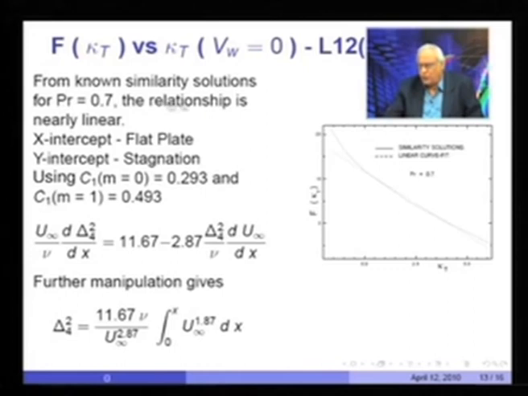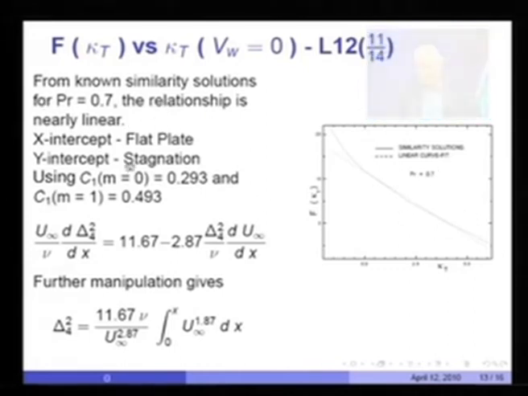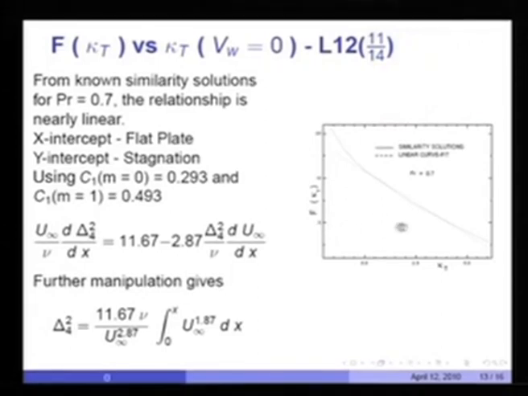So, from known similarity solutions for Prandtl equal to 0.7, the relationship is linear, and you can see therefore, the x intercept here will give you the stagnation point solution. The y intercept will give you the du infinity by dx equal to 0 solution, kappa t equal to 0, and that would be flat plate. I am sorry, here there is a little error. X intercept would read stagnation, y intercept should read flat plate.